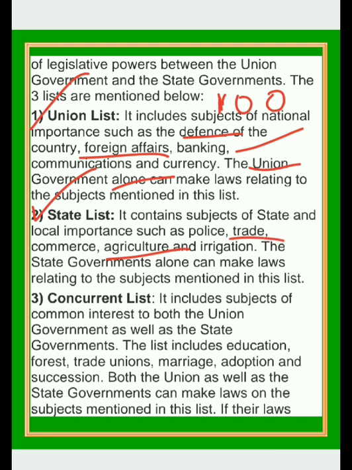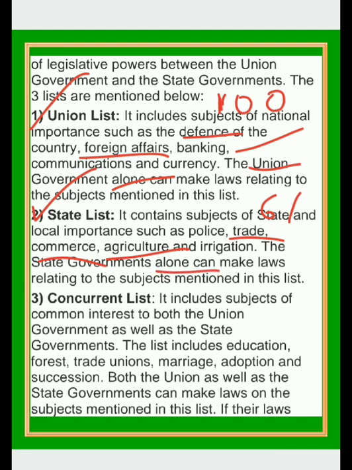Then police system, trade, commerce, education also. You all know that each state has its own education board. If you're living in Gujarat, then it's the Gujarat board, and Punjab has its Punjab board, right? They have their own syllabus, pattern and examination system. Then we have health, health ministries, and also commerce, then hygiene, sanitation, etc. So how many subjects? There are 61 subjects in the state list. It means that on these subjects only the state government can make law.